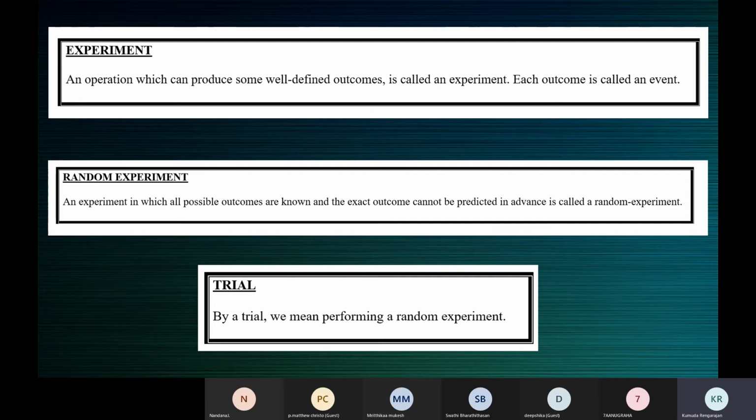An operation which can produce some well-defined outcomes is called an experiment. Each outcome is called an event. Which are the outcomes? Getting 1 is an event. The event of getting 2 when you roll a die, the event of getting 3, getting 4, getting 5, getting 6. Every outcome is called an event.